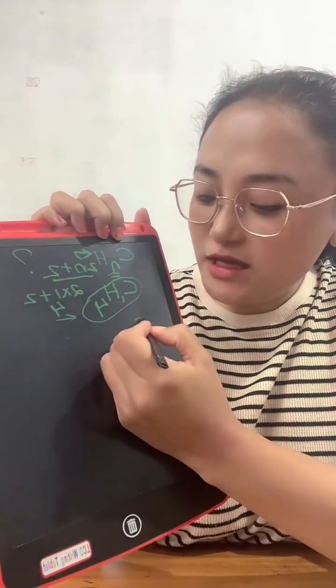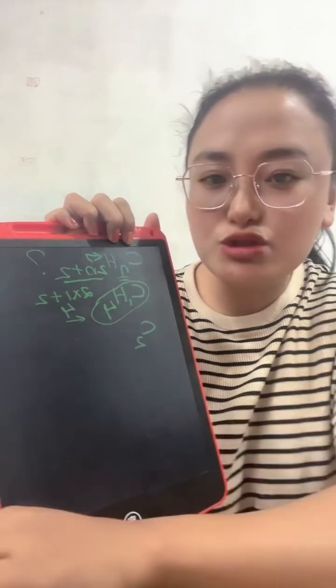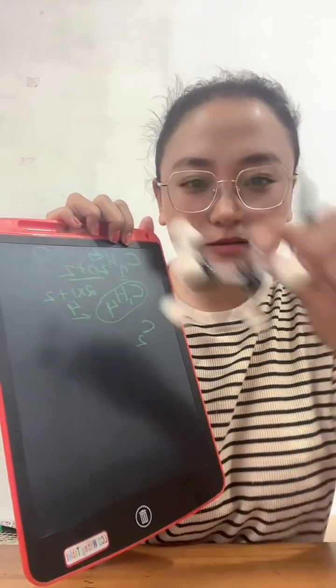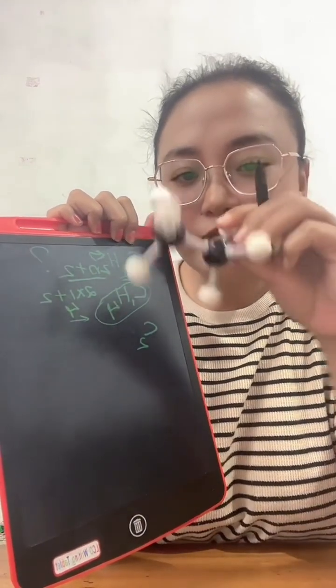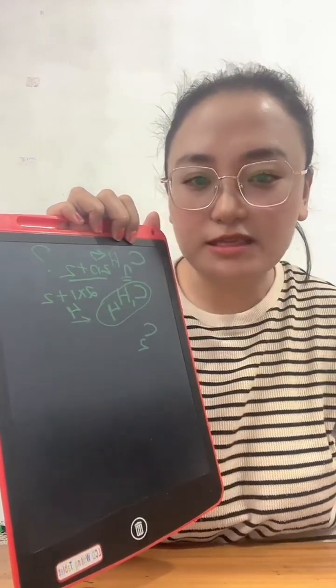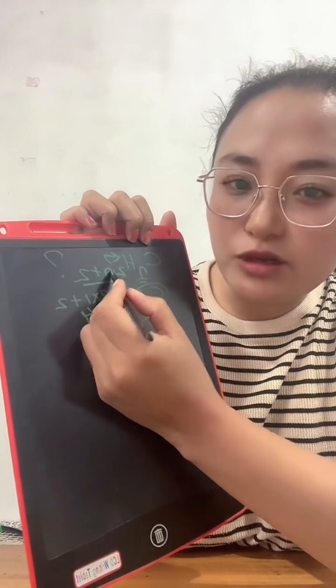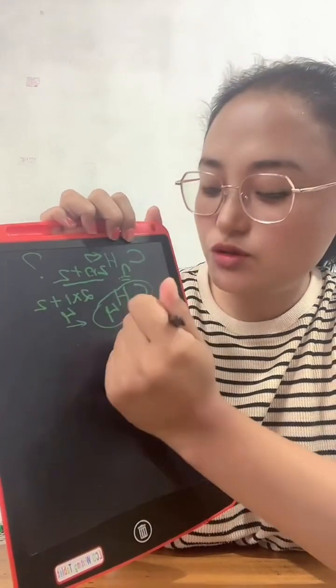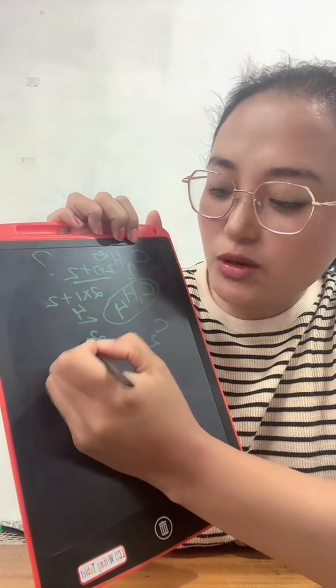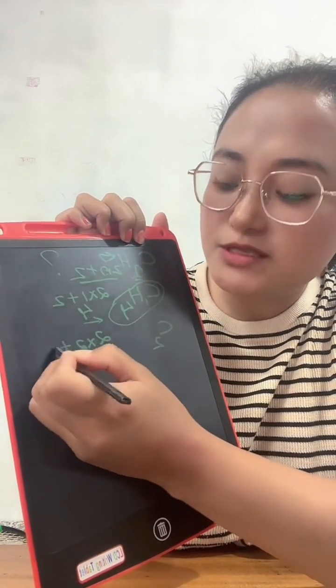Now what if the number of carbon is 2 now? In this case, how many hydrogens? Let's see. Here the value of n is 2 because the number of carbon is 2. So 2 times 2 plus 2.